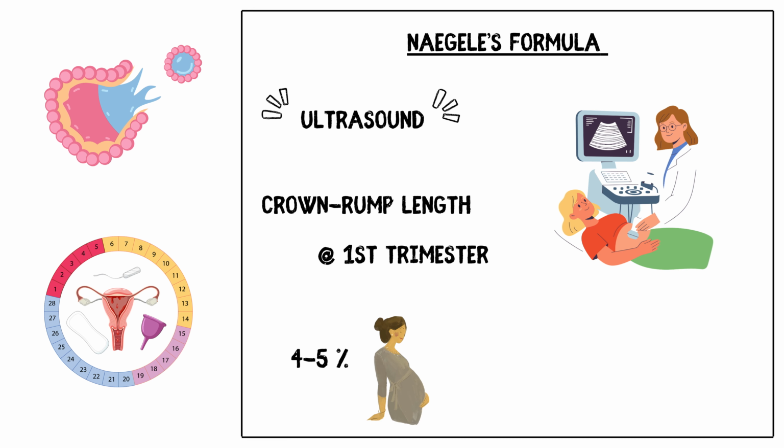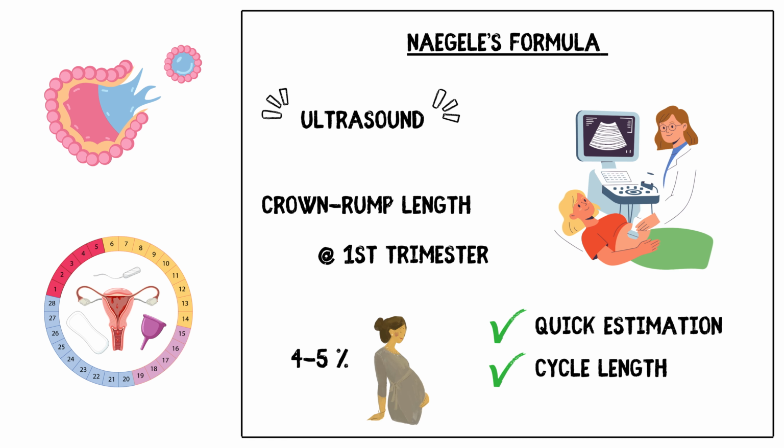So the real takeaway is this. Use Naegele's formula for quick estimation. Always adjust for cycle length. And rely on early ultrasound when precision matters. That's how you approach EDD, in exams and in real patients.